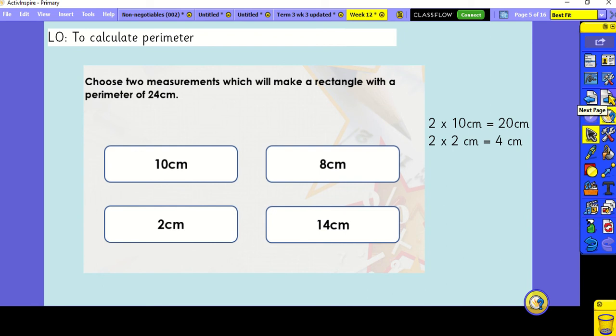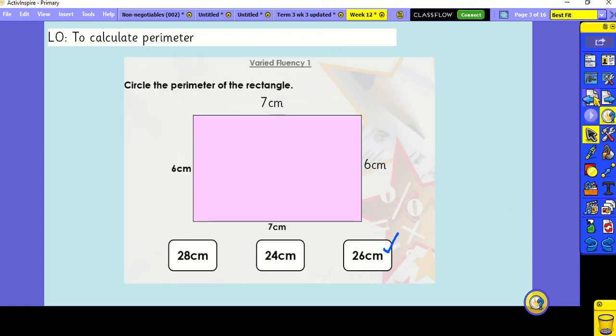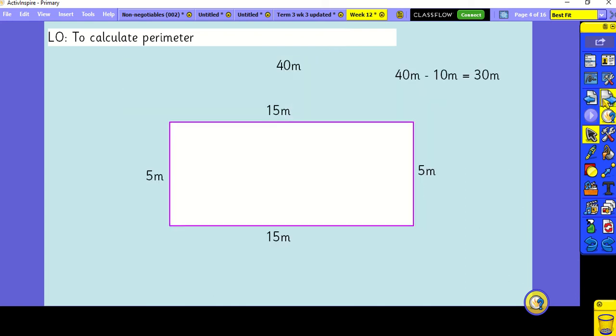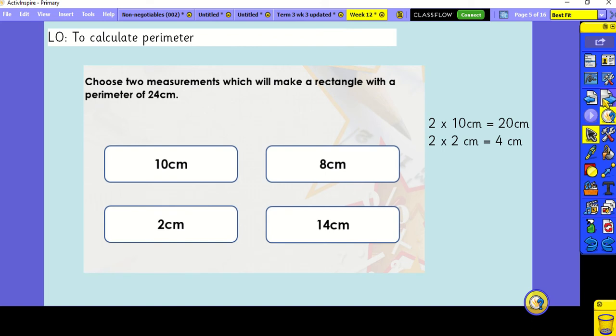Okay, so today you have some varied fluency work looking at problems like this, this, and this. You can choose whether you do tricky, trickier, or trickiest.